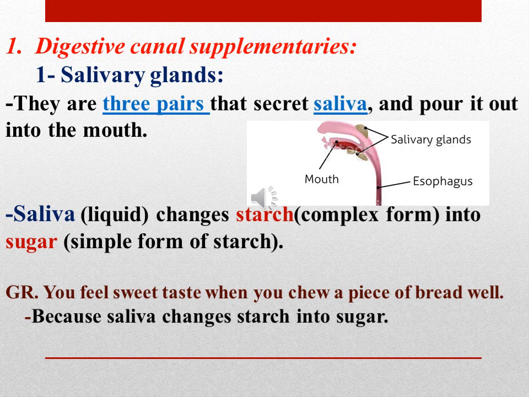Saliva is a liquid which helps us to change starch into sugar. Starch is a complex form of food, hard to be digested, while sugar is a simple one which can be easily used by the body. So if he asked me, give reason: you feel a sweet taste when you chew a piece of bread, the answer will be because saliva changes starch into sugar.